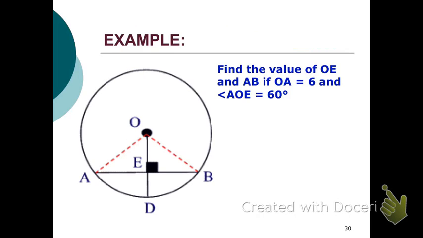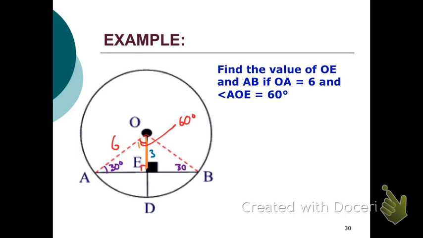So if we solve a little problem using that information, find the value of OE. Okay, OE, that's this line right here. Find the value of OE and AB, the entire chord, if OA is equal to 6, and angle AOE is 60 degrees. So let's label our angle. Okay, so what we know is that we're looking at the little triangle on the left. That interior angle is 60 degrees, which makes the other angle 30 degrees, so we have a 30, 60, 90.